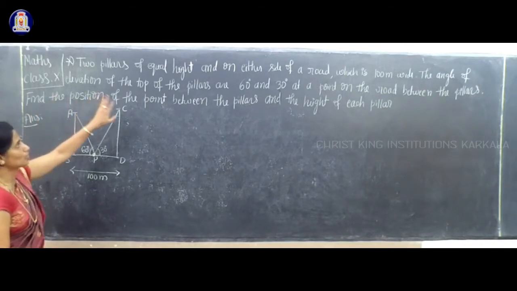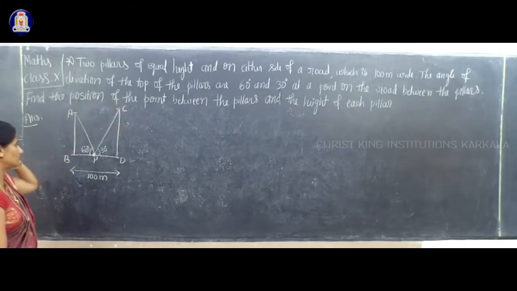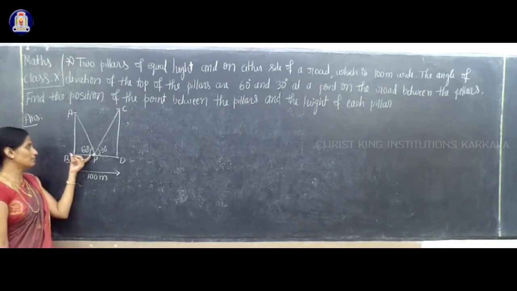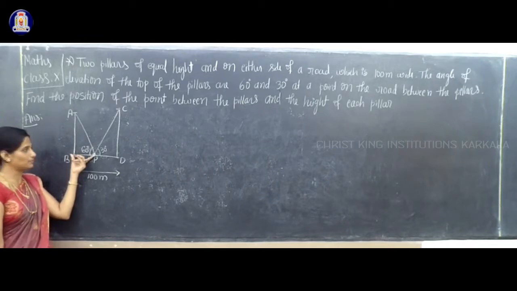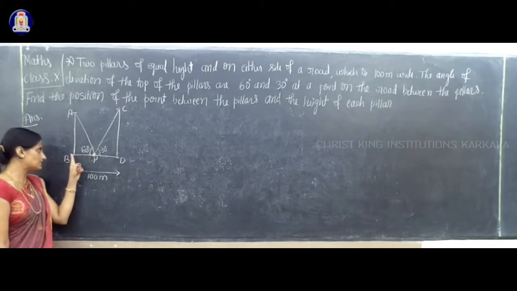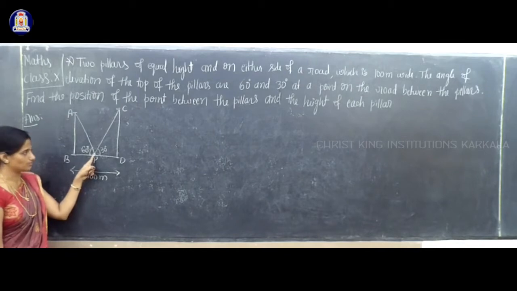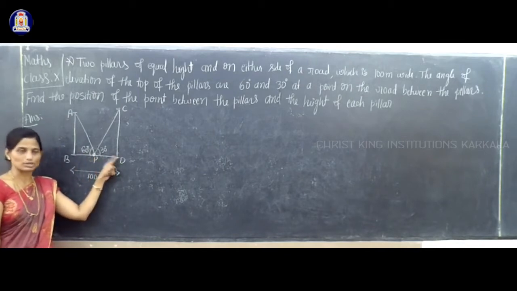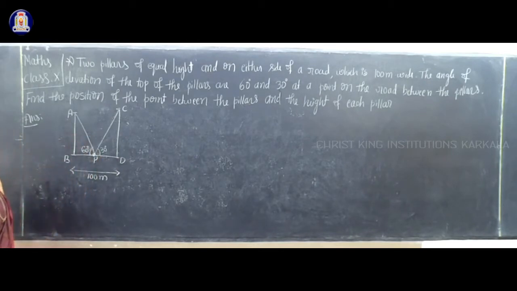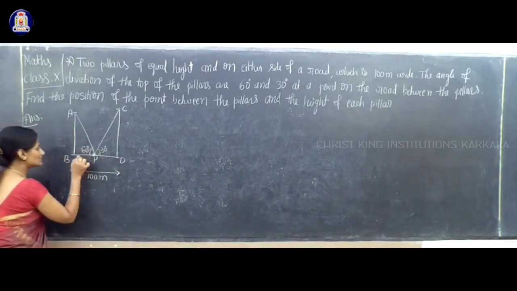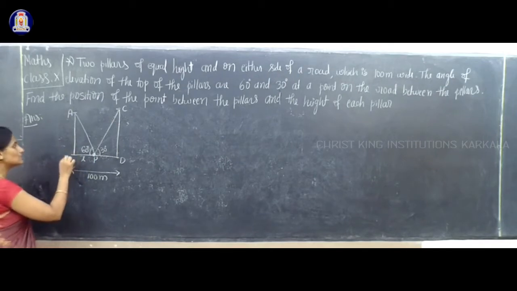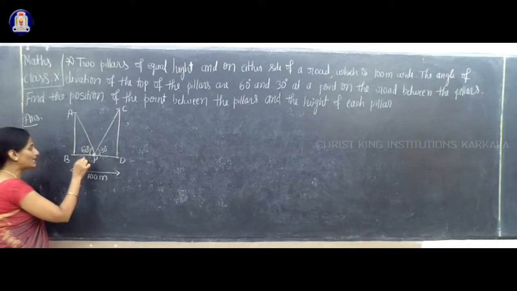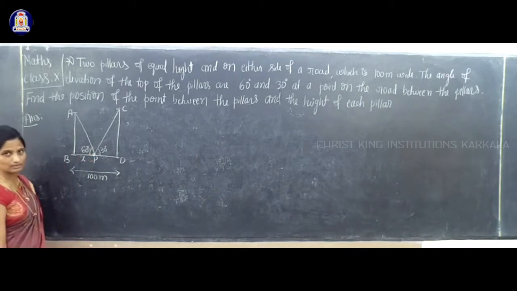Next, what is to find? Find the position of the point between the pillars. Find the position of the point means at what distance. So that means this distance you have to find. The distance from the first pillar to the point is question mark. The distance from the point to the second pillar is question mark. Next, the height of the pillar. So I take this distance as x. The distance from the first pillar to the point, I take it as x meter.